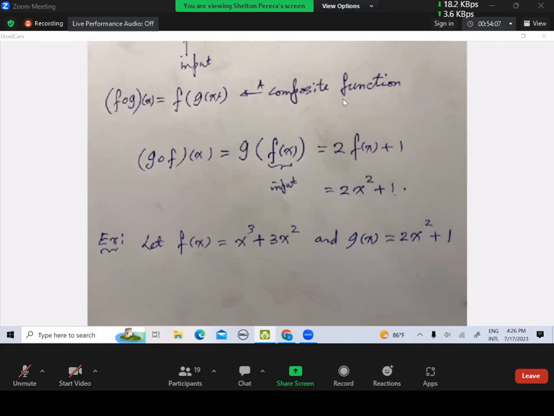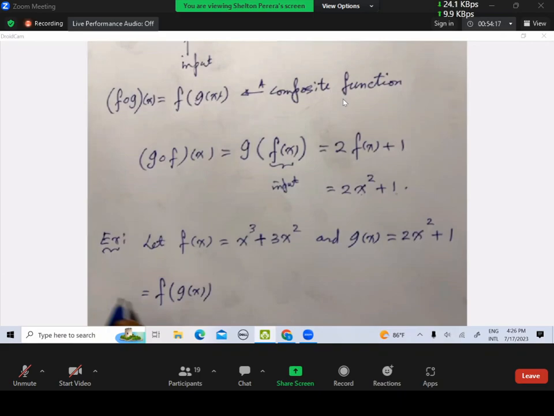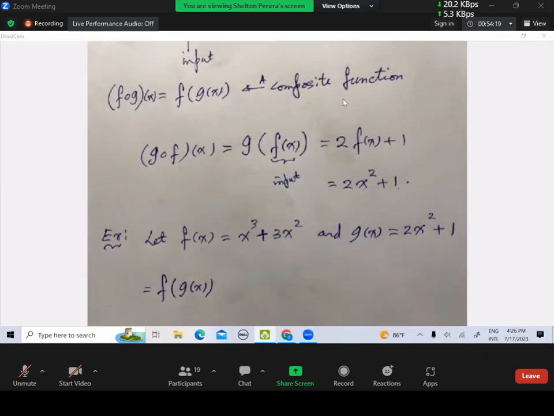Now, what is f of g of x? F of g of x is the same as f of g. That is the notation for composite function. F of g of x is equal to f of g of x.